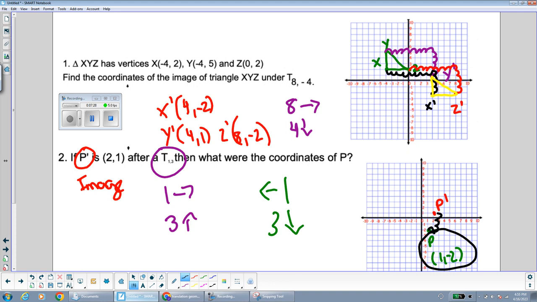Now, if you didn't want to use a grid, you could have subtracted 1 and 3 from the X and Y coordinates. 2 minus 1 was 1, and 1 minus 3 is -2. Here, if you didn't want to do this graphically, you could have added 8 to each of the X coordinates and subtracted 4 from each of the Y coordinates, and you should get the same coordinates.